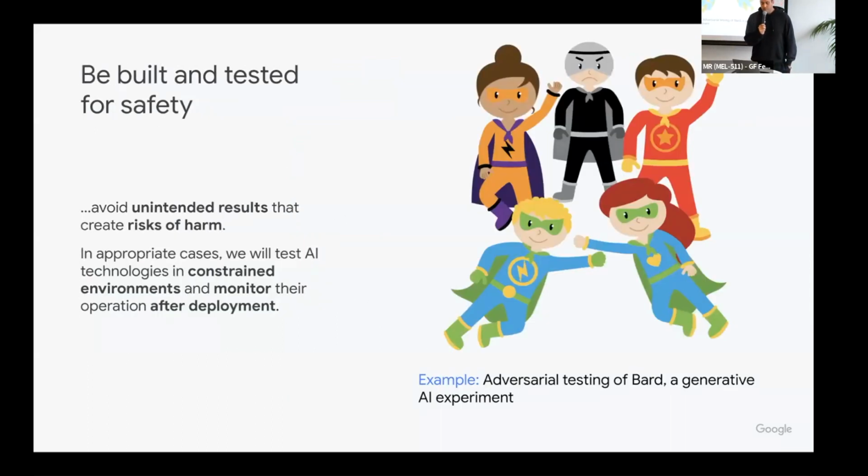The products should be built and tested for safety. You should avoid unintended results that create risks of harm. An example that I like to use here is that we did some very extensive adversarial testing of BARD, that is Google's front end for the PaLM large language models. And a story that I like to tell here is that there was essentially a company-wide call-out to test BARD before it was released.